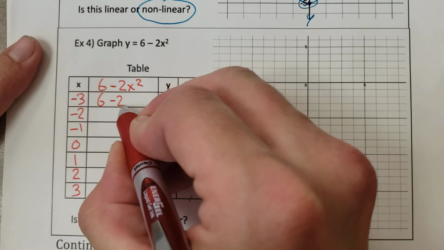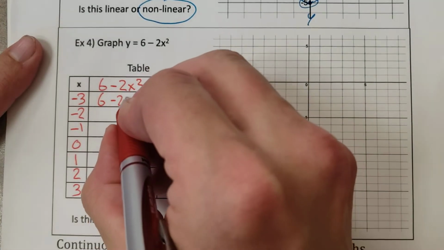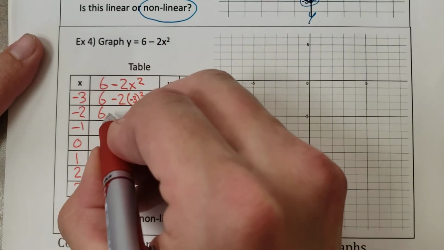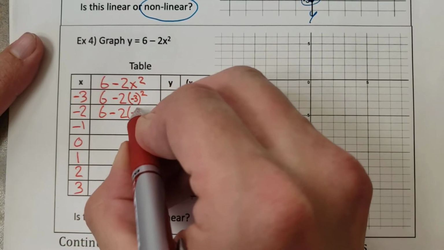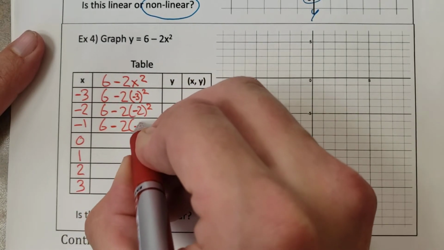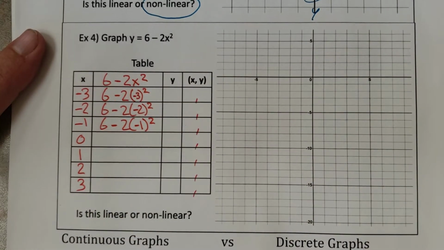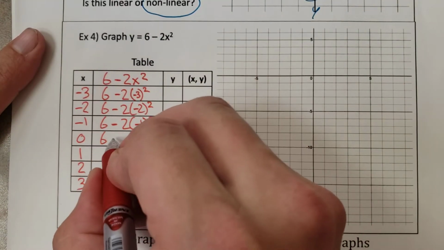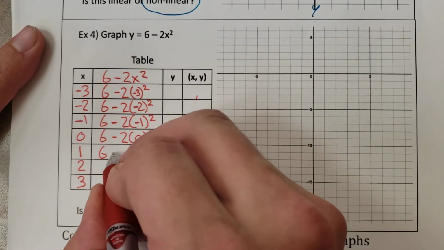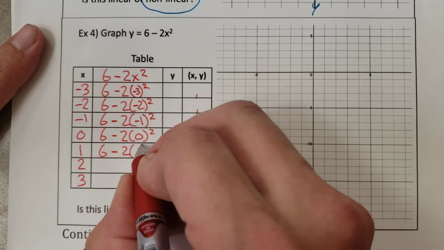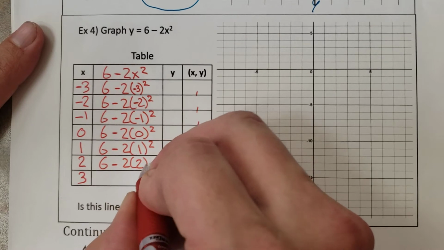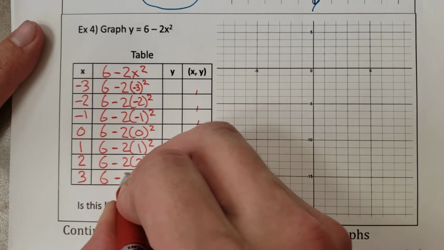6 minus 2. Remember, when you're putting in negatives, make sure you use brackets, otherwise you will calculate it erroneously. 6 minus 2 times a -2 squared. 6 minus 2 times a -1 squared. Take your time. You don't need to write it down as fast as me. If you need to pause this so you can catch up, that's no big deal. Take your time and rewrite them carefully. Once you get in a rhythm, it's really not too bad. You just go right to the next one, and before you know it, you're done.